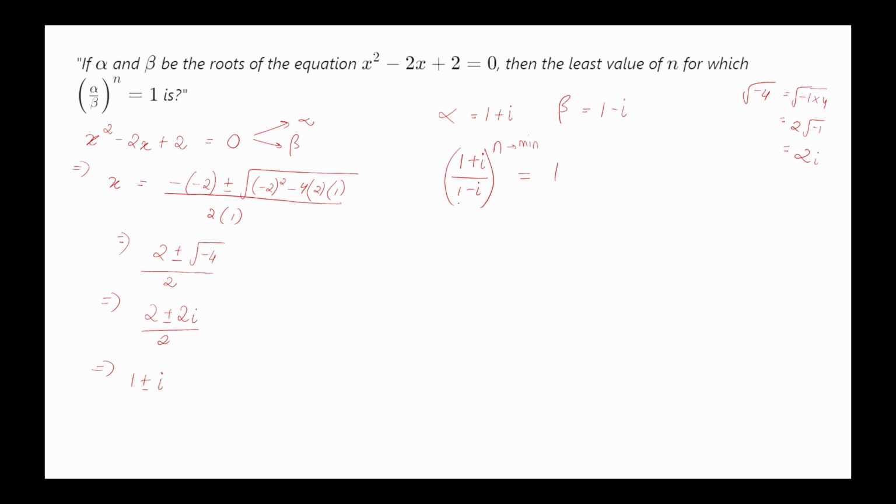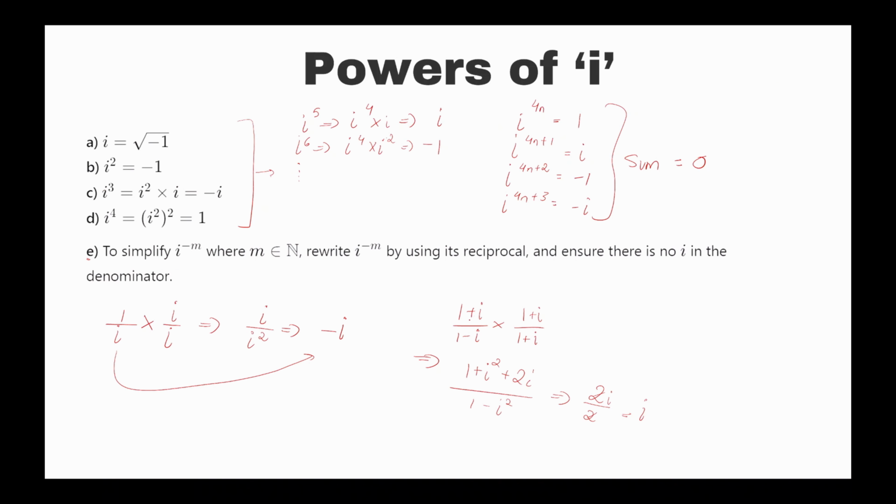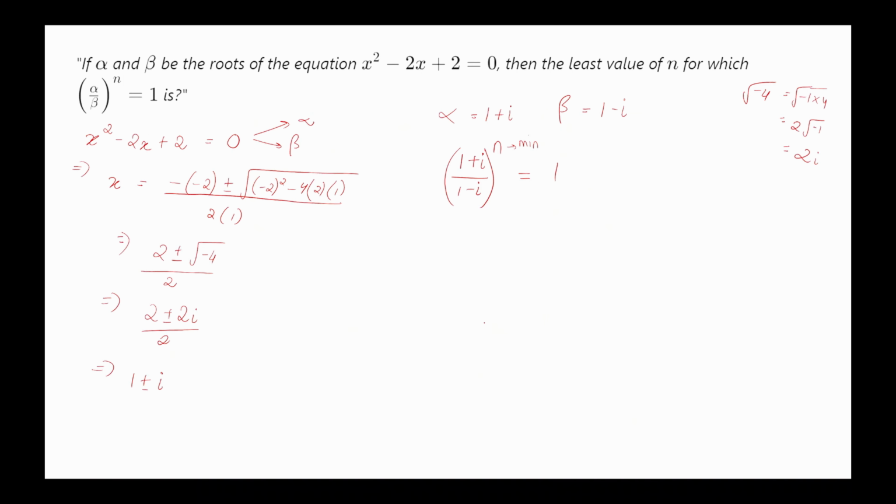So again, if you look at this expression here, 1 plus iota by 1 minus iota, what we first need to do is remove the iota from the denominator. So I'll multiply by the conjugate, which is 1 plus iota in the denominator and 1 plus iota in the numerator. And we did that earlier here as well. 1 plus iota upon 1 minus iota, what were we getting here? It was coming out to be iota, right? So this can be simply written as iota to the power n is equal to 1. So what is the least value of n for which I can get iota to the power n as 1? Of course n needs to be 4 at least. So this becomes my answer.